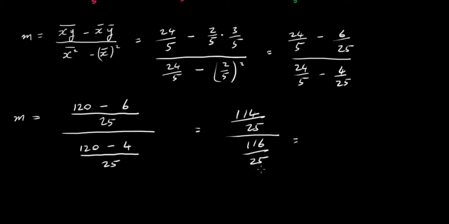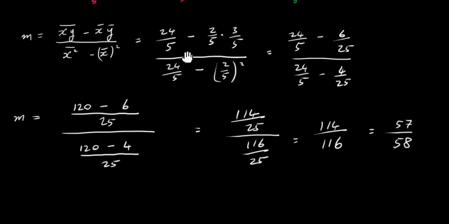And if you flip this one upside down and multiply, you'll find the 25s will cancel and you'll just end up with 114 over 116. So that's roughly, it's almost 1 actually. 114 divided by 116 is 57 over 58, which is 0.9827 and so on, so it's very close to 1.